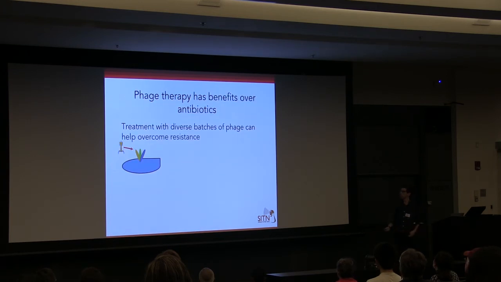So phage therapy has a variety of benefits over antibiotics. So I'm going to kind of mention one. Now, normally with an antibiotic, you can do combo, you can give people multiple antibiotics, but generally there will be resistance. So let's just kind of discuss phage. So when you treat an infection with diverse batches of phage, you can help prevent resistance.